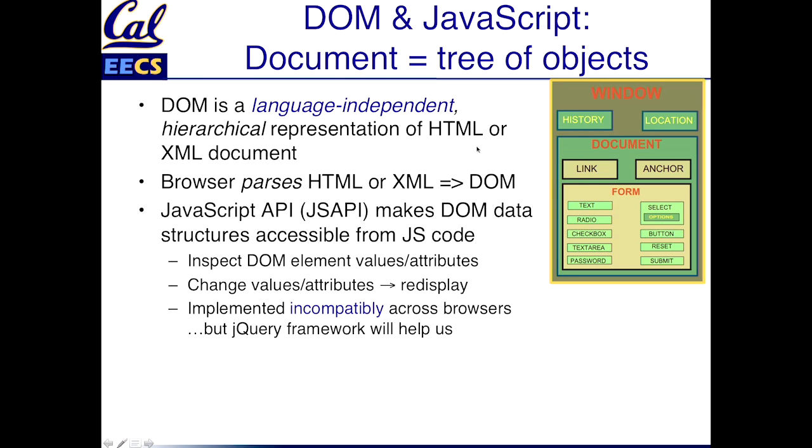Because the DOM data is available to JavaScript, that means that you can inspect the properties of elements, you can inspect their content, their attributes. The bad news is that the DOM is implemented fairly incompatibly across most browser types. And when you hear people talk about problems with JavaScript compatibility, 9 times out of 10, it's not the language that's the problem. It's something about the way the JSAPI is implemented, how the browser handles certain calls.